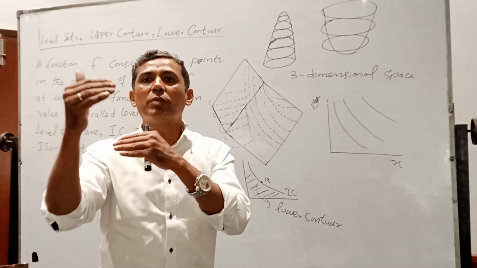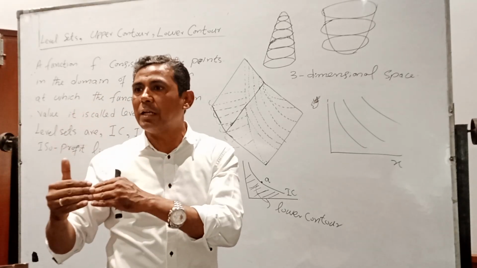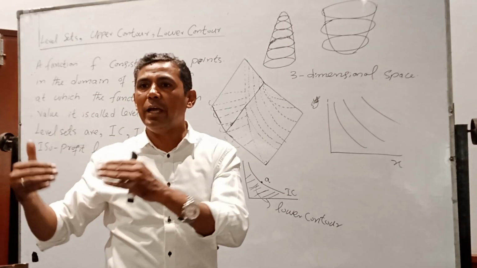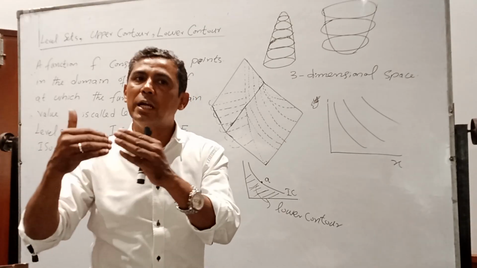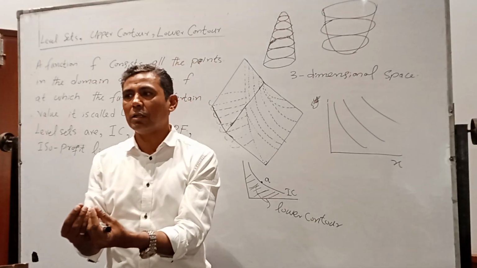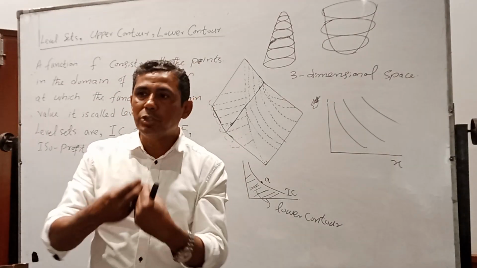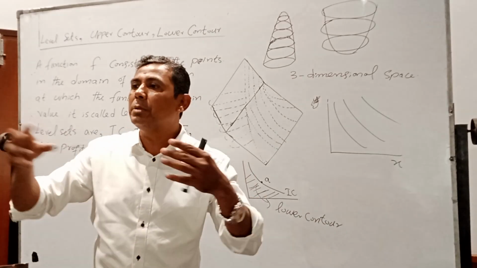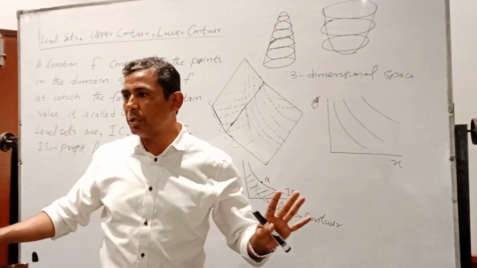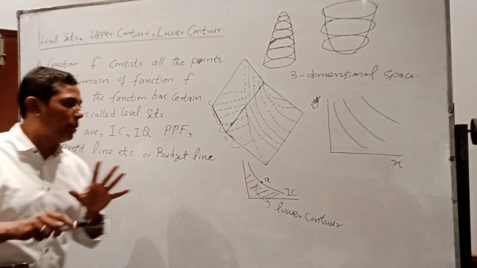For example, in consumer theory, you will have the IC curve as well as the budget line. Both are level sets. And you take the tangency at the time of optimization. Clear? So you will have multiple level sets there. Right? Because when we generalize, it means it will be n-dimensional space. Right? So normally, for the sake of understanding, we assume this.